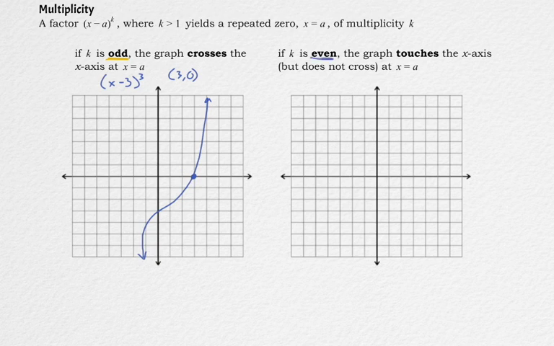Whereas if k is even, if it's an even multiplicity, then the graph is just going to touch the x-axis and then bounce off. It doesn't actually cross through the x-axis. So for instance, if it factored down to like (x + 2) to the fourth power, then it's going to have an x-intercept of -2. But since it's even, it's not going to cross through the graph there. It's just going to bounce off. So the graph would actually look like this. So odd multiplicities cross over the x-axis, and even multiplicities just bounce off the x-axis.